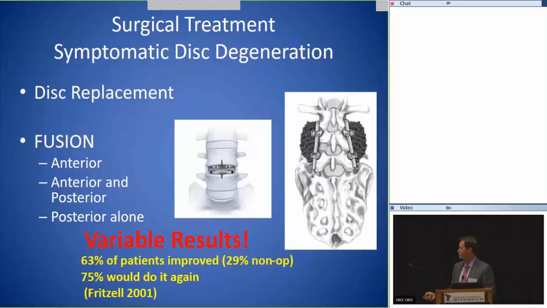63% of patients that had lumbar fusion got better, which isn't great, right? That means 4 out of 10, almost half the patients didn't get better. This isn't saying they did great. This is just saying they got better. They checked the box that I'm better than I was before. But only a third of people who didn't have surgery got better.